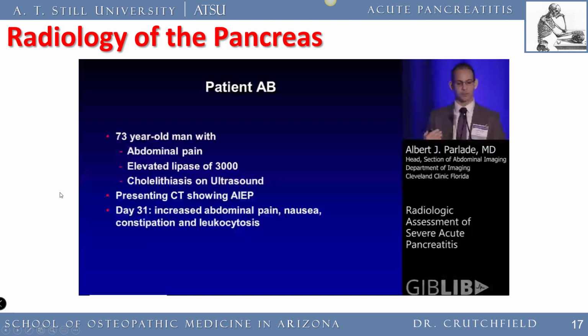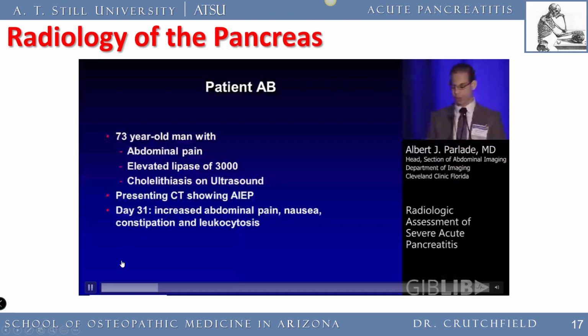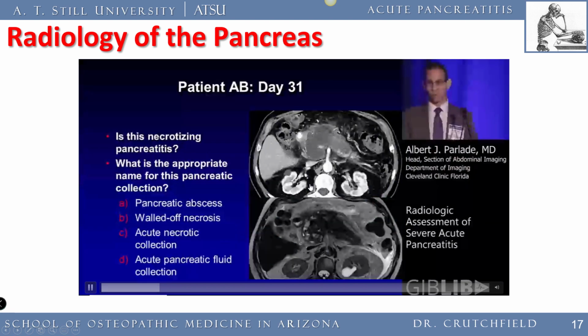This patient was hospitalized, discharged, and then returned on day 31 with increased abdominal pain, nausea, constipation, and leukocytosis. So on day 31, he had another CT scan and also an MRI. I'm going to pose these questions, but then answer them later on. Just something to think about.